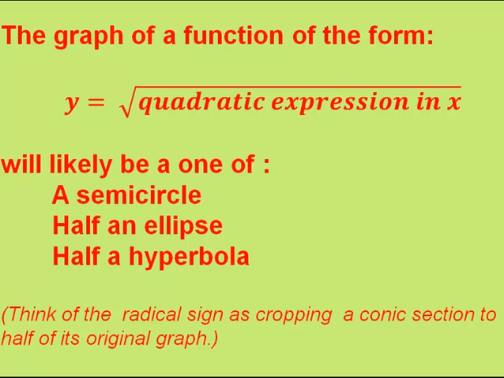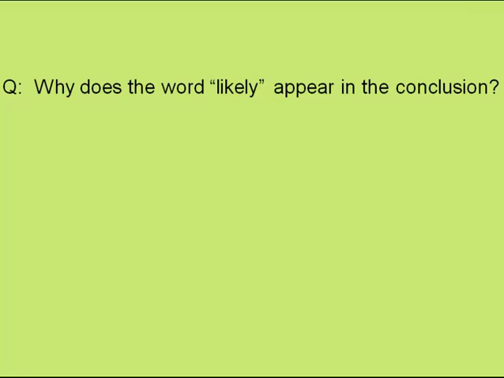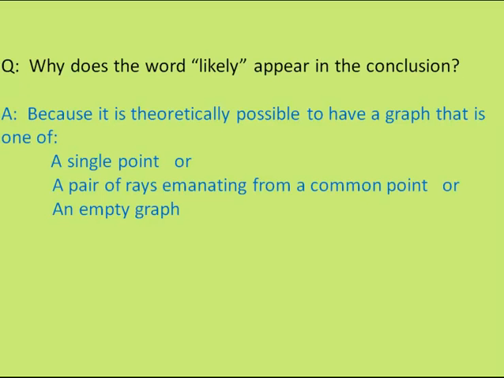Now, let's go back to this generalization that we've been taking a look at here. It says the graph of a function of the form y equals the square root of a quadratic expression in x will likely be... Oh, wait a minute. Likely. Did you notice the word likely there? So why does the word likely appear in this conclusion? Same as in your study of conic sections, if you study them extensively enough, there's always this chance that you're going to run into a degenerate case, and this leads us to this kind of situation for these radical functions.